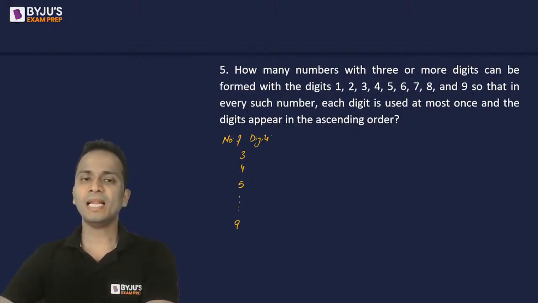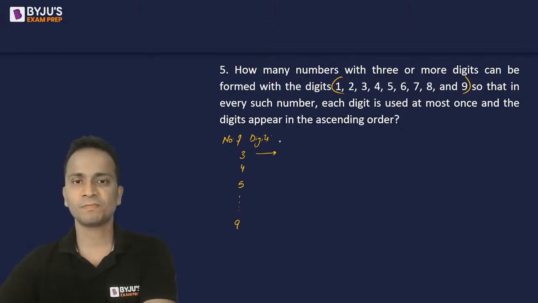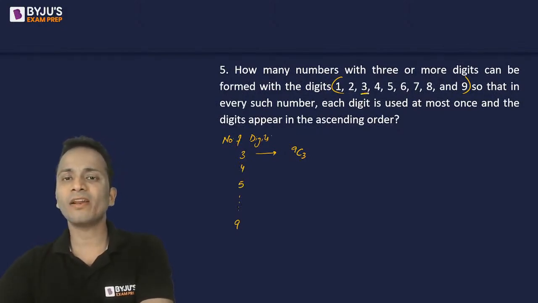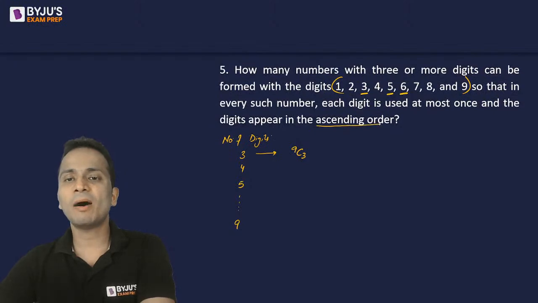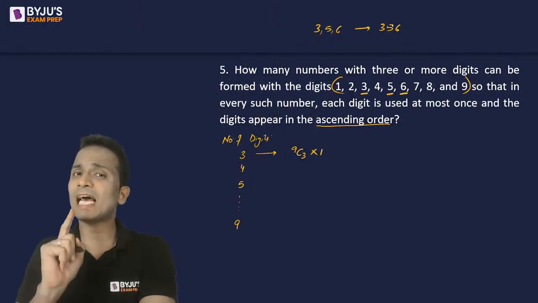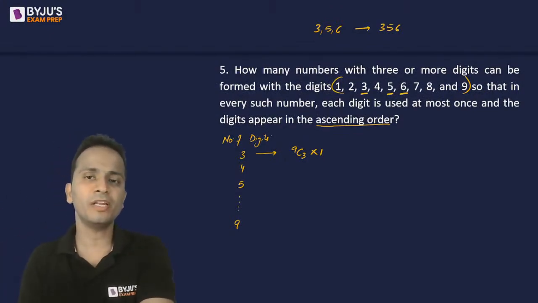Now, if the number is a 3-digit number, we'll first of all have to select 3 digits out of these 9 digits. So the number of ways in which 3 digits can be selected out of 9 digits will be 9C3. Now if you select any random 3 digits out of these 9 digits, after selection, how many 3-digit numbers can be formed such that the digits appear in ascending order? Check, there is only one way. So let's say if I select 3, 5 and 6, there can be only one number that can be formed, that is 356. These digits can be placed only in one manner, 3, 5, 6 in this sequence, as the digits will appear in ascending order.